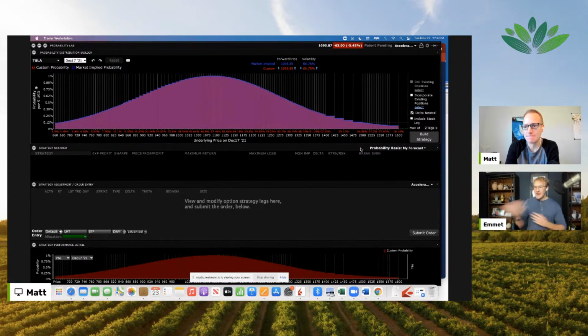Yeah. And the option at that strike is priced at 685 by 710. That's the bid-offer. So $7 per contract is what it costs for a $1,500 call strike for December 17th.